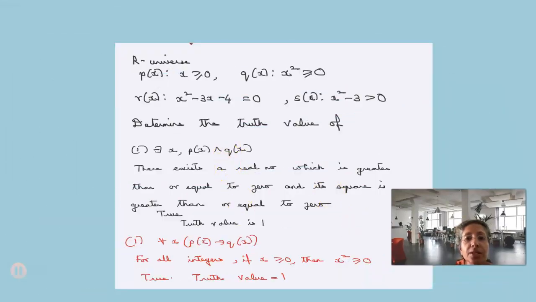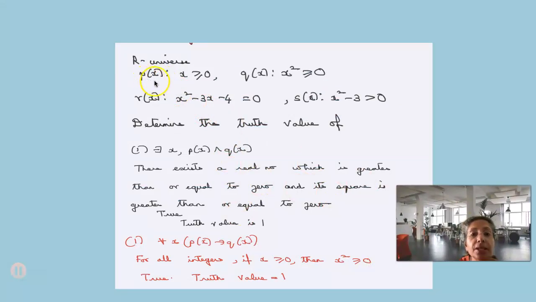Coming to the next question, R is again the universe, Px is the set of all elements x greater than or equal to 0, Qx be the set of all elements x squared greater than or equal to 0, Rx is the set of all elements x squared minus 3x minus 4 equal to 0, and Sx is the set of all elements x squared minus 3 greater than 0.